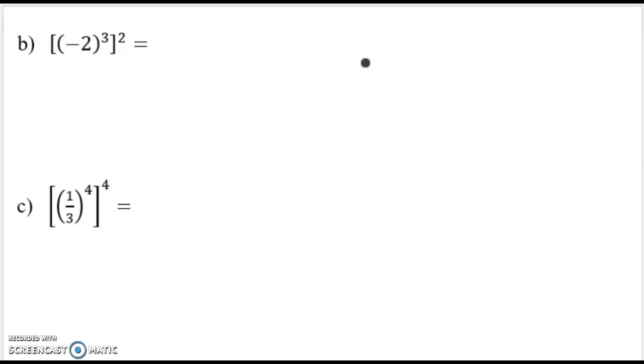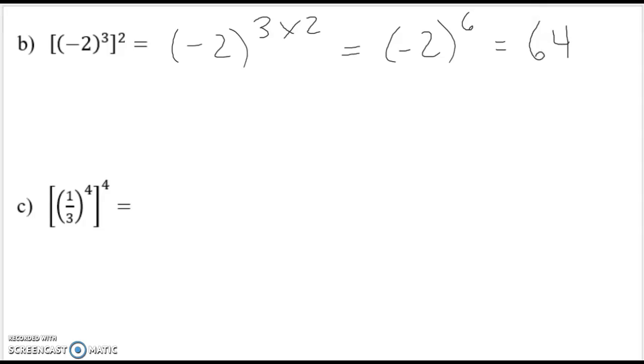So we have our base of -2. And then we know that we have an exponent of an exponent, which means multiply. So this is 3 times 2. Okay, so our bracket, -2, and then our exponent, 3 times 2, gives us 6. Now, if you put that in your calculator, you will get positive 64.